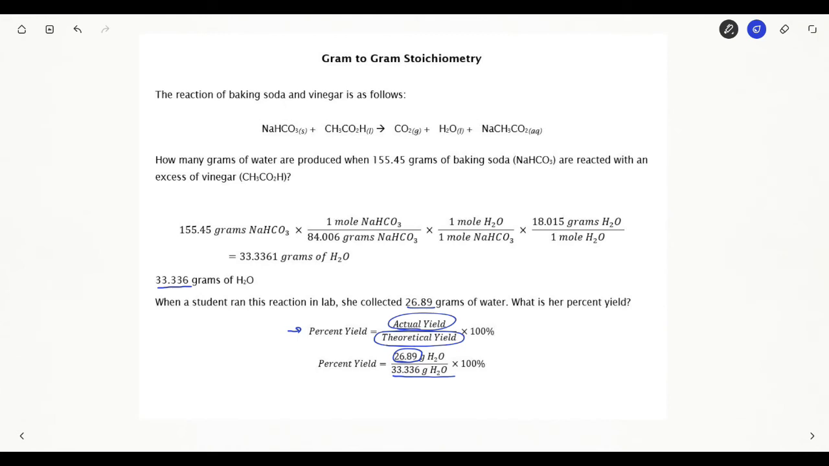Our percent yield with our correct number of sig figs, of course, is 80.66%. Calculating your percent yield is so important in real lab work. You might have an amazing chemical reaction, something that, say, takes lead and turns it into gold. But if your percent yield is only 0.5%, it's not a viable reaction.